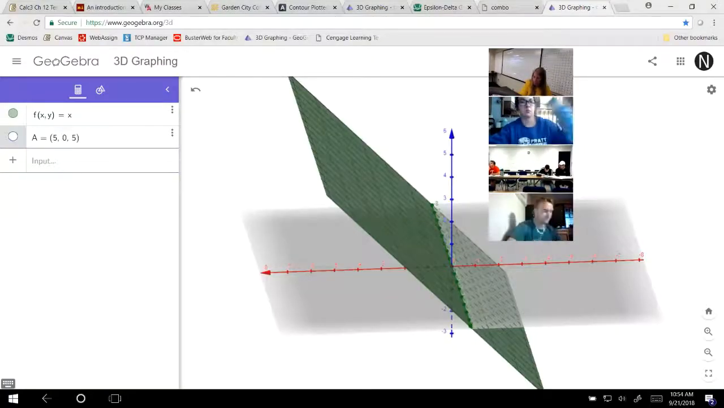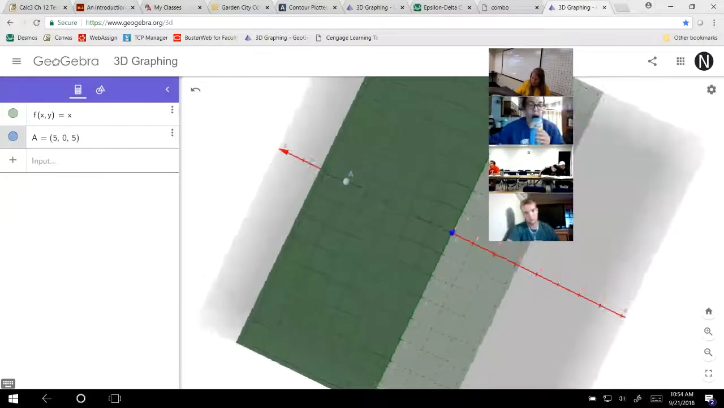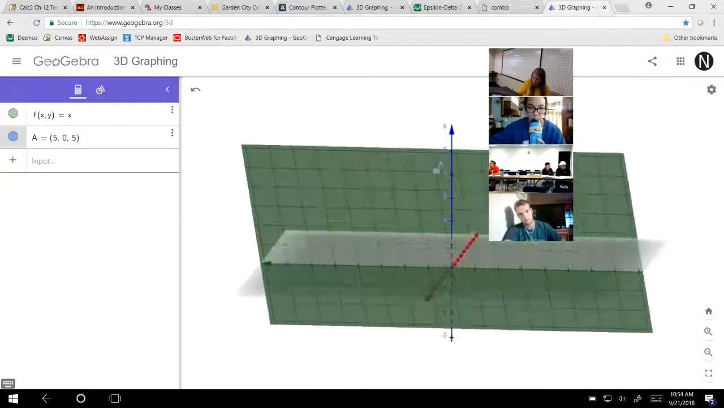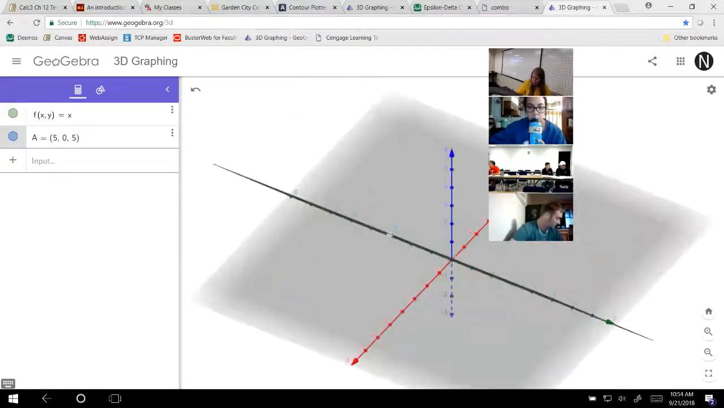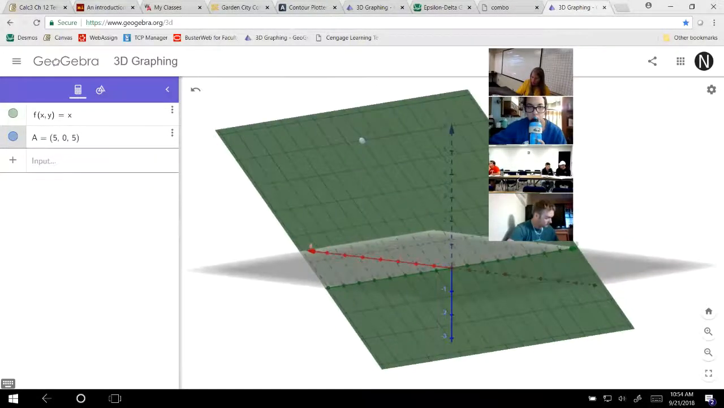All right, so if you see that little point A kind of on top there, that's rotating away from me. Stop rotating. I'm so sorry. This is probably so stressful to look at.